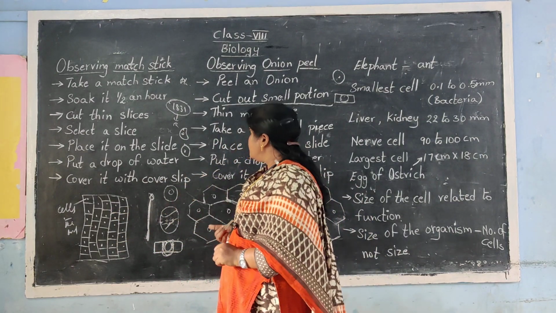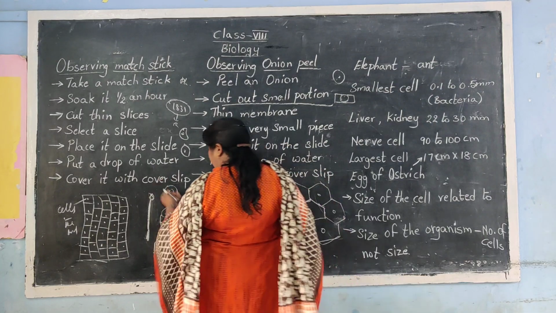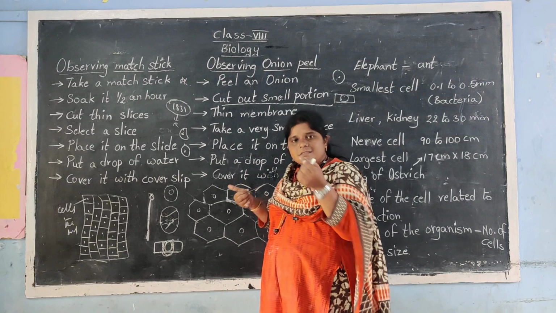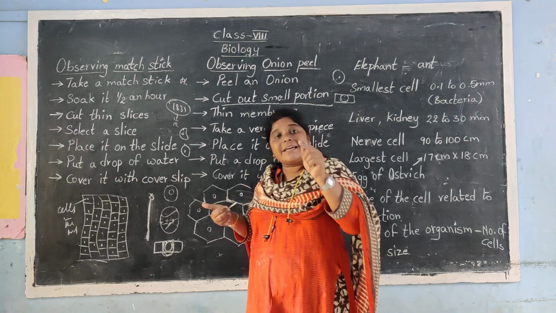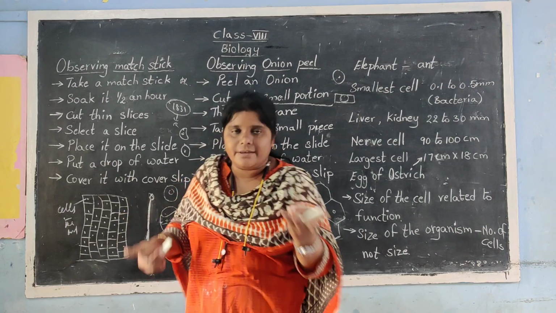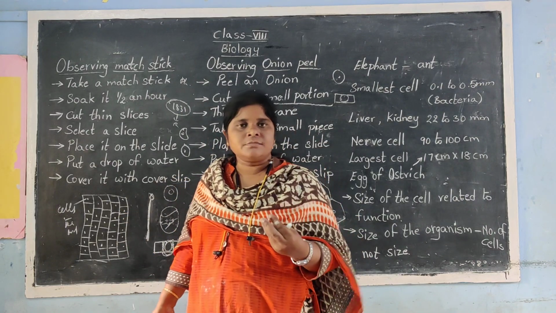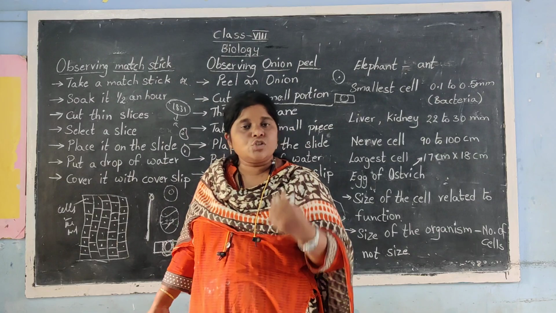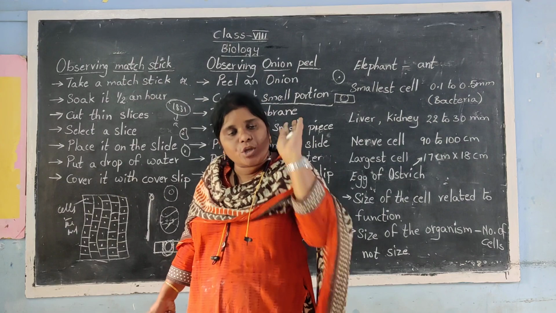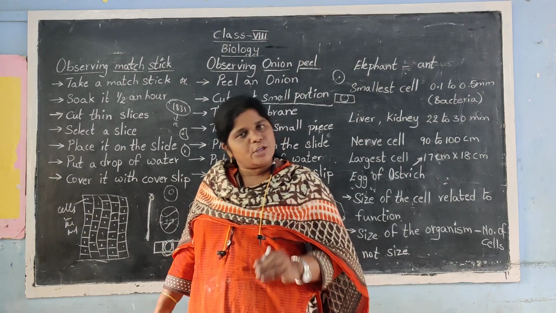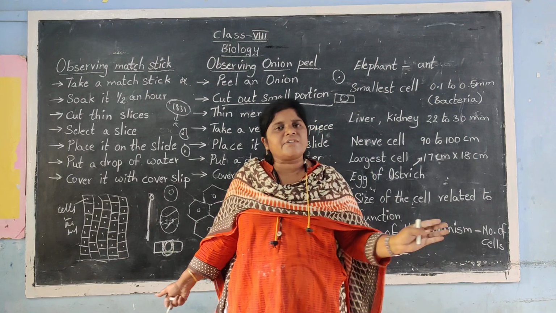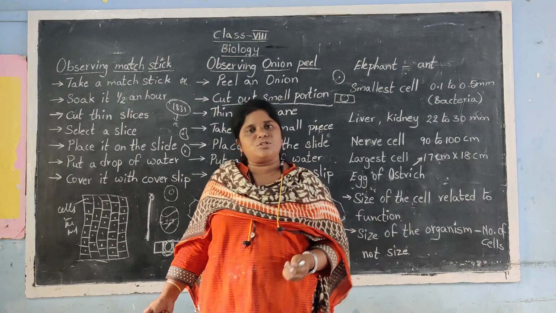Okay, and now to observe the nucleus, you can observe it in the onion peel. First of all, after selecting the thin slice, you cover the thin slice with a stain. What do you mean by stain? Any color. You take saffron, red ink, blue ink, iodine. Any staining body you can take. You can take methylene blue. If nothing is available, you can take red ink or blue ink also.